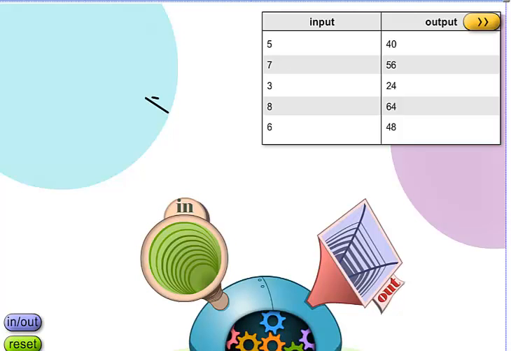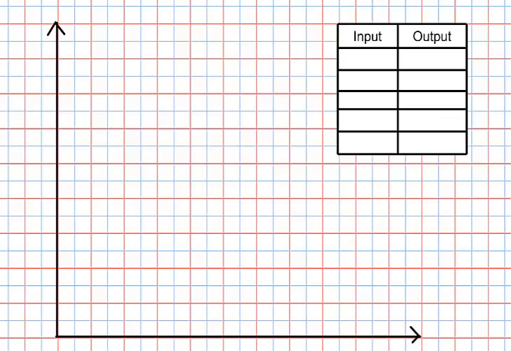Well, in goes a 5 and out goes a 40. Looks like we're multiplying again by 8. So let's graph this one. Here's our inputs: 3, 5, 6, 7, and 8. We knew that the rule is to multiply by 8.